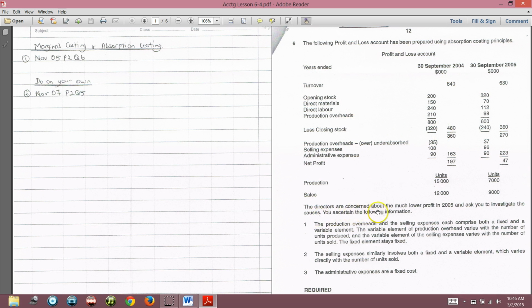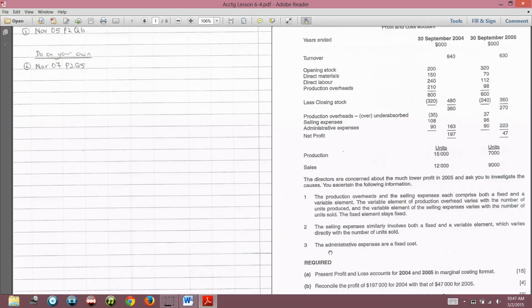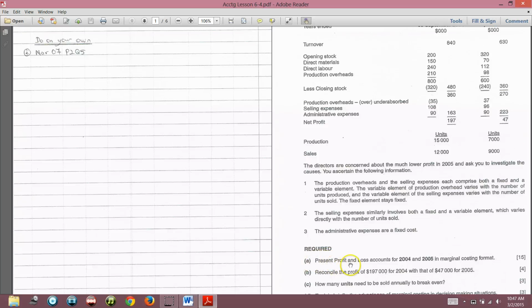Okay, the directors are concerned about how much lower profit in 2005 and ask you to investigate the causes. You ascertain the following information. Okay, so before we read so much detail, can we see what the question is asking? You should have your question paper in front of you. Okay, the question says, A, present the profit and loss account for 2004 and 2005 in a marginal costing format.